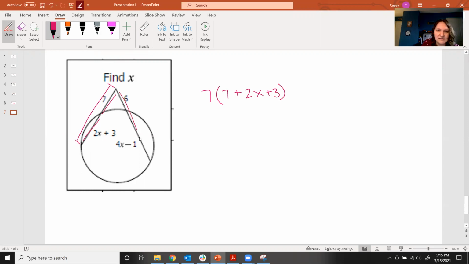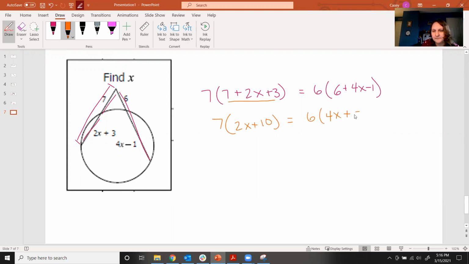Over here, the piece on the outside is 6. And the length of this whole thing will be 6 plus 4x minus 1. Before I distribute, it's a very good idea to combine any like terms inside your parentheses. 7 plus 3 is 10. Then over here, 6 minus 1 is 5. If you don't do that step, you're going to find yourself distributing 3 times and then combining like terms anyway.